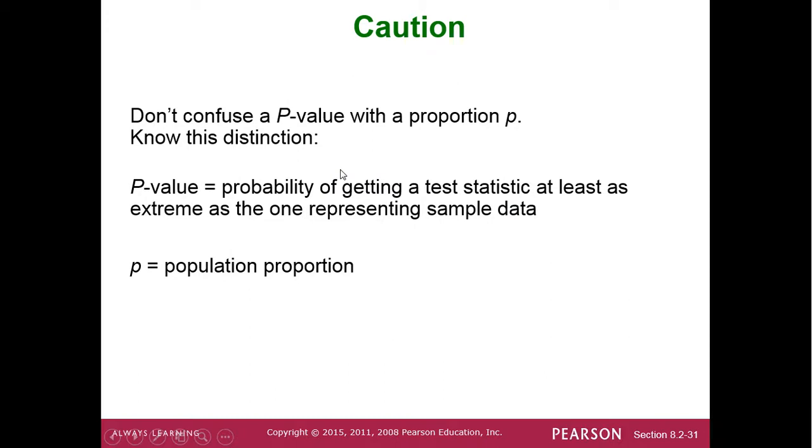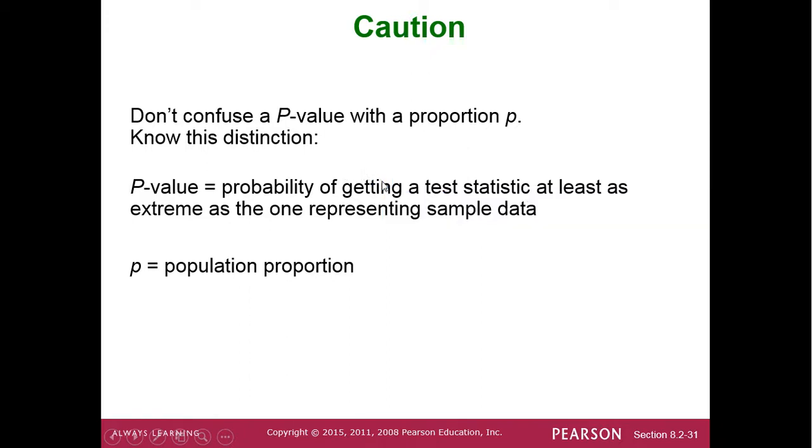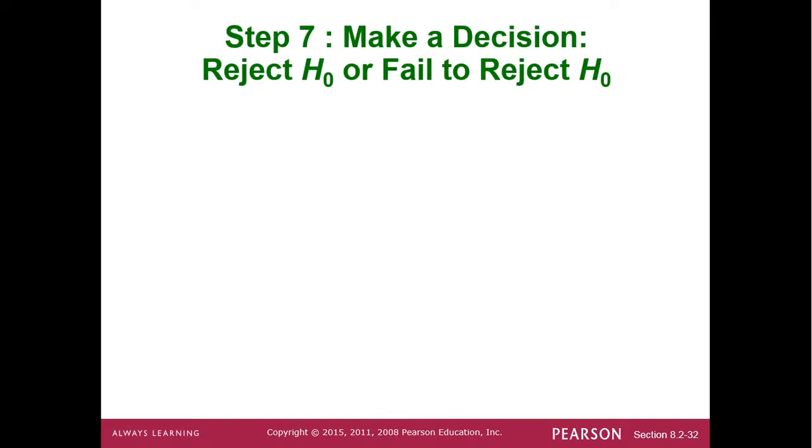Okay, a quick cautionary note here: the P-value is the probability of getting a test statistic at least as extreme as the one we got. A lowercase p stands for the population proportion. Don't confuse the two.